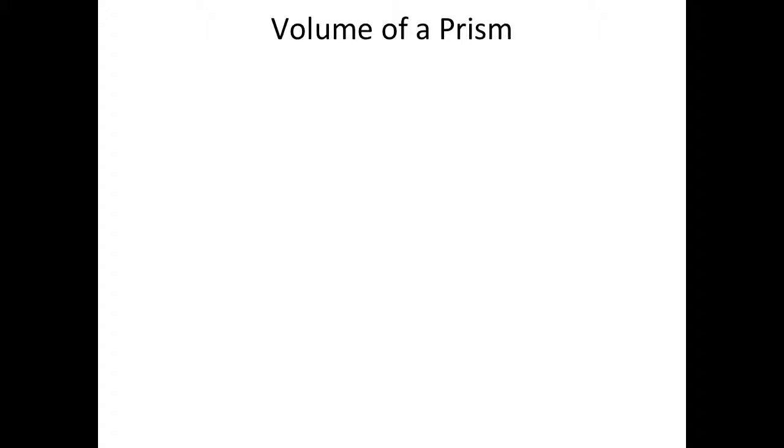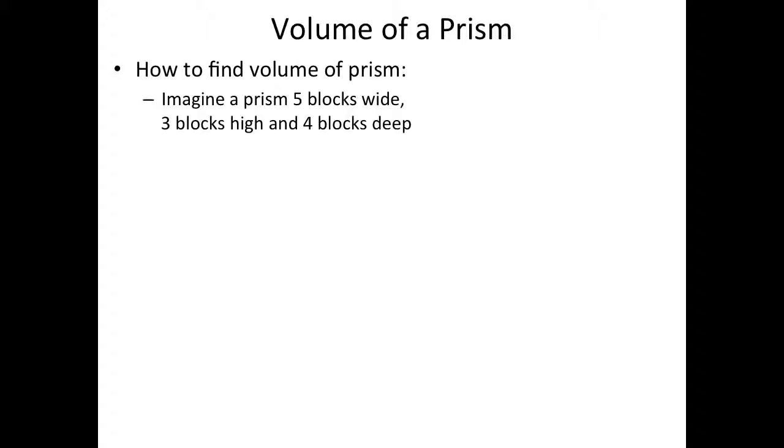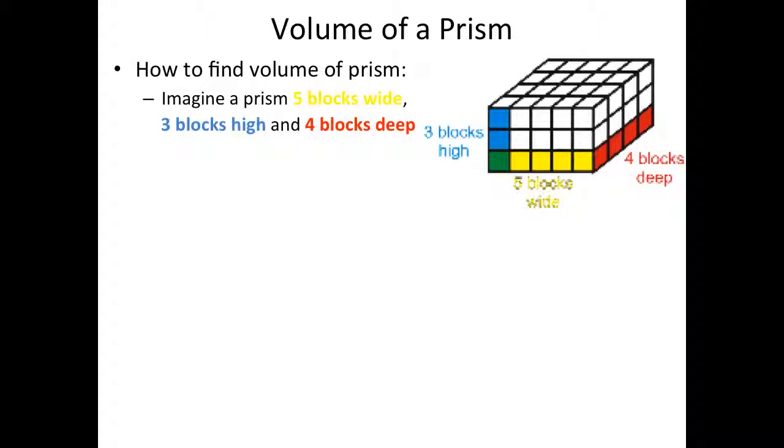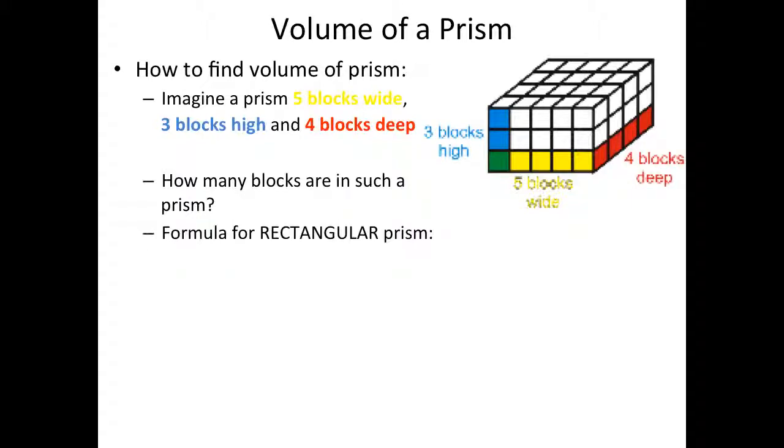Now let's talk for a second about the volume of a prism. So imagine I had a prism that was 4 blocks wide, 3 blocks high, and 4 blocks deep. Let's make a picture and put some colors on it to see what's going on. So there it is, 5 blocks wide, 3 blocks high, and 4 blocks deep. Well, how many blocks are there in such a prism? The formula to find a rectangular prism is we just multiply those. We'd multiply 3 times 4 times 5. And that would give us the volume, how many of those individual little blocks there are.